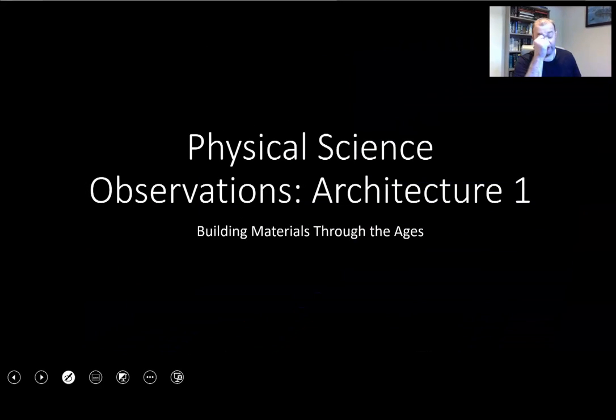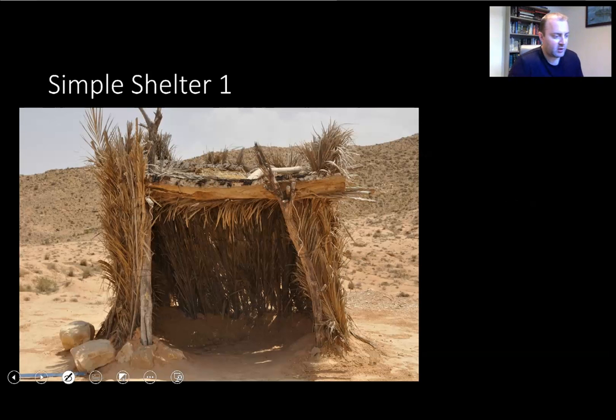So we will jump into that right now. So again, physical science, observations, building materials through the ages. Let's go. All right, so first thing we have here is something that looks a bit like a lean-to. Now, I would say this seems to be made of either grass or leaves, so I'll just note that, grass or leaves. That seems to be the main thing that the structure is made out of.